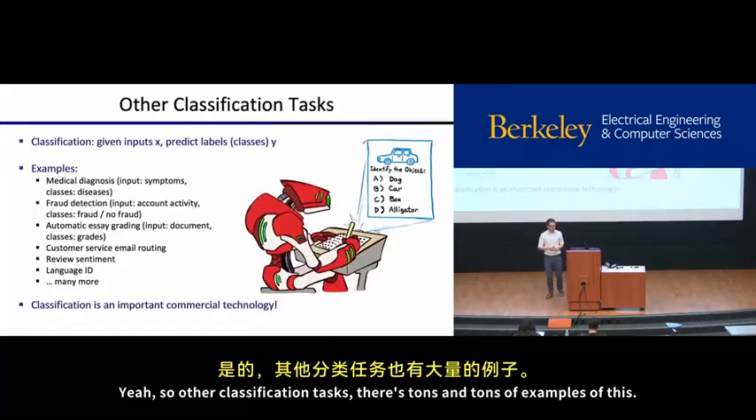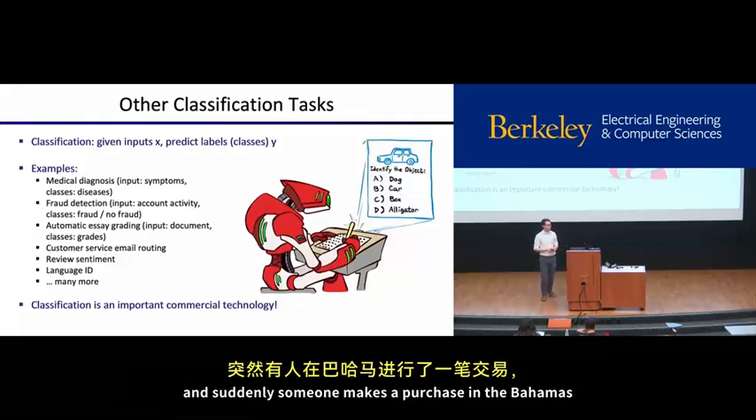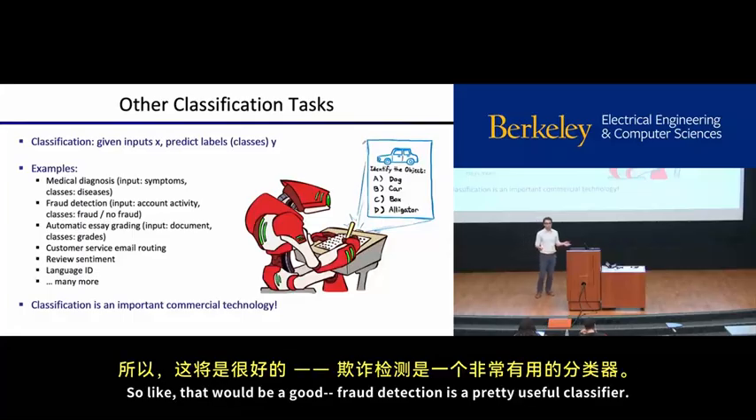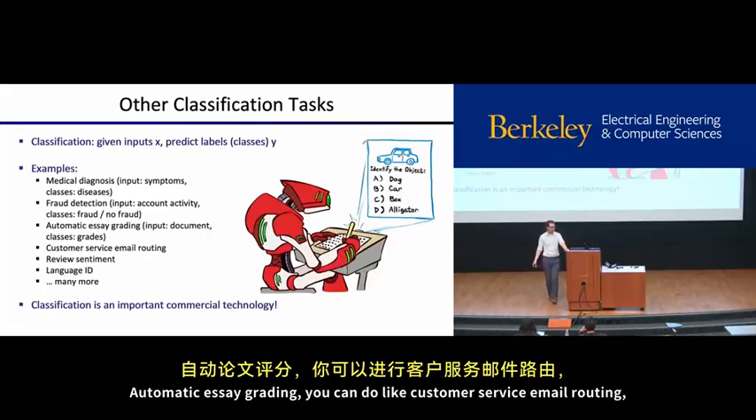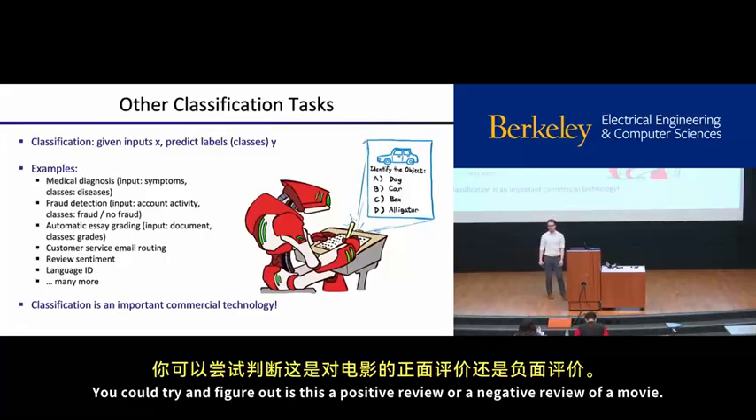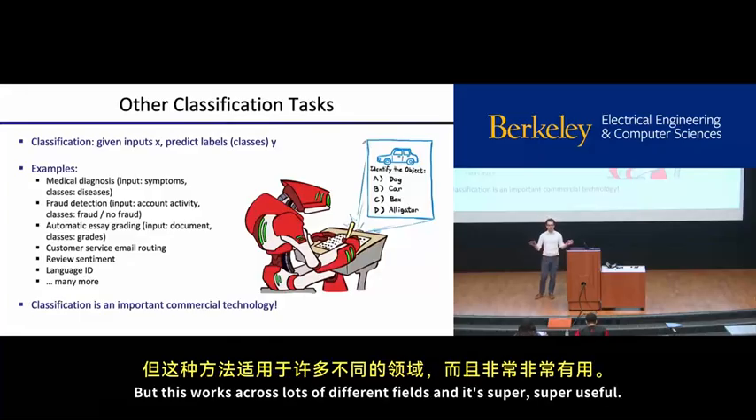There are tons and tons of other classification examples, like medical diagnoses. Your bank monitors your bank account, and suddenly someone makes a purchase in the Bahamas when you were just here 2 minutes ago. Fraud detection is a pretty useful classifier. There's automatic essay grading, customer service email routing, like which team needs to see this email. You could try and figure out whether something is a positive or negative review of a movie. Lots of stuff. I'm not going to belabor the point, but this works across lots of different fields, and it's super useful.